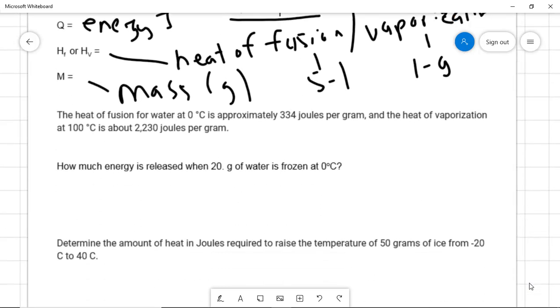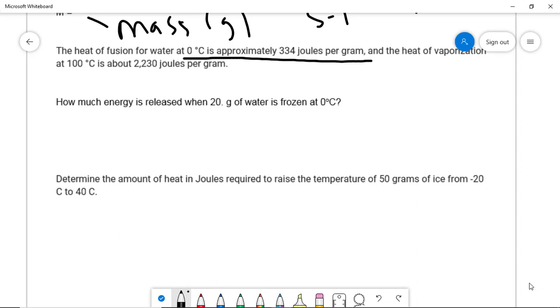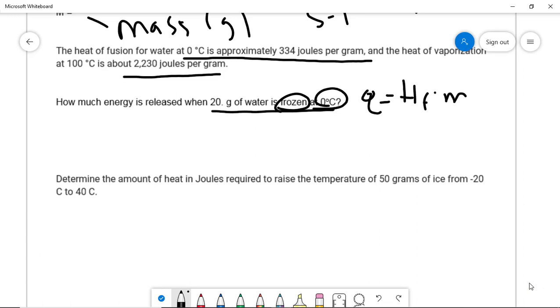So now we can do a couple more different problems with this. So let's take a look and see what we got going on here. First thing, heat of fusion for water at 0 degrees is 334 joules per gram. And we get heat of vaporization as well. So it says how much energy is released when 20 grams of water is frozen. Okay, so we're going to start, because we're at 0 degrees, notice there's just a phase change here. There is no change in temperature. So we're going to use that previous equation, Q equals HF times M. And we just simply plug in our numbers. HF is 334 joules per gram, and our mass is 20. So we can solve for that pretty easily.